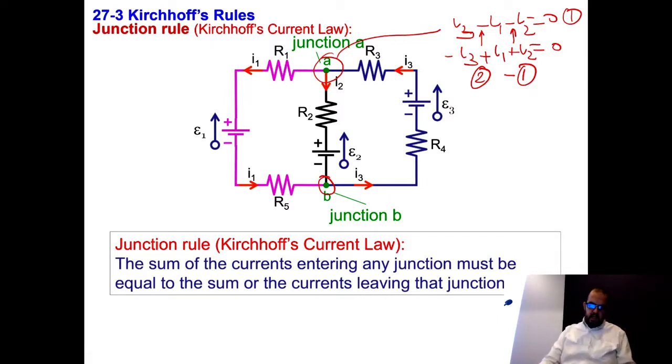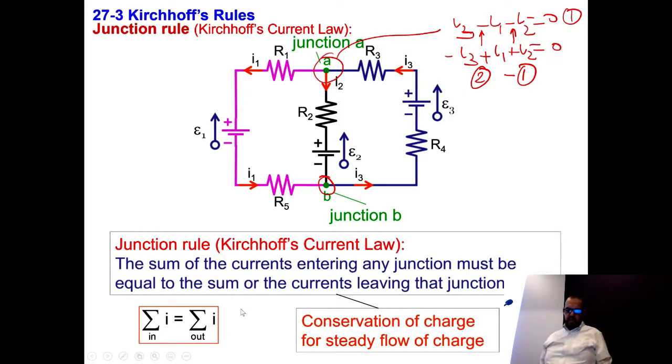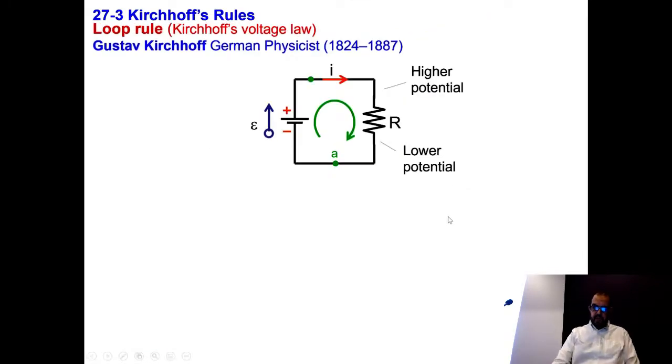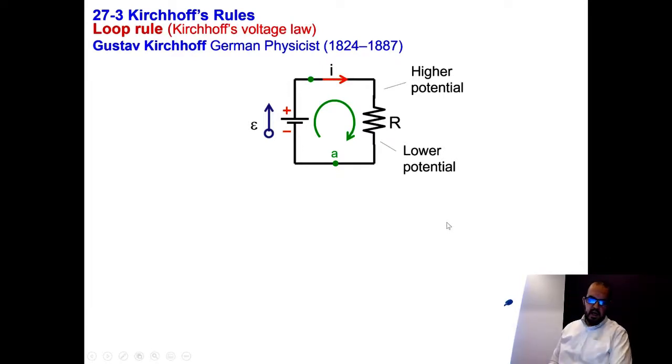All right, so this is the junction rule. The sum of the currents entering any junction must be equal to the sum of the currents leaving the junction. This has to do with conservation of charge, and we can write the sum of the currents at any junction in is equal to the sum of the currents going out, or we just say the sum of the currents is equal to 0. Okay, moving in positive, moving out negative. Okay, this is the first Kirchhoff's law. The second law, these are the two necessary laws. Kirchhoff was a German physicist, not Russian.